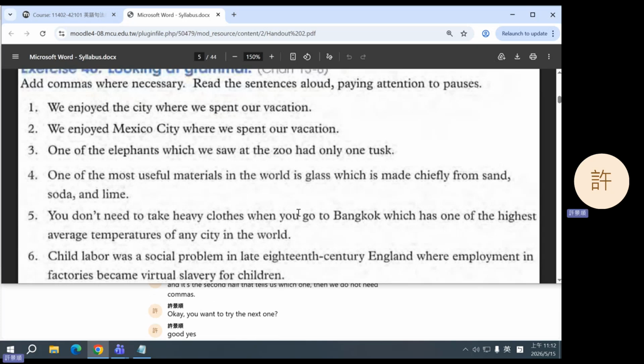Good. Yes. In this case, there is only one Mexico City, so we do need to add commas. Good.